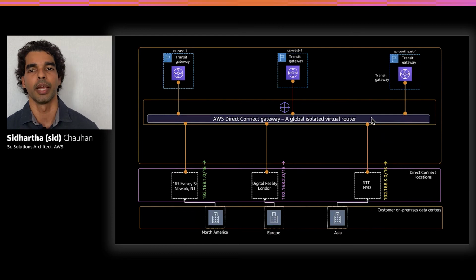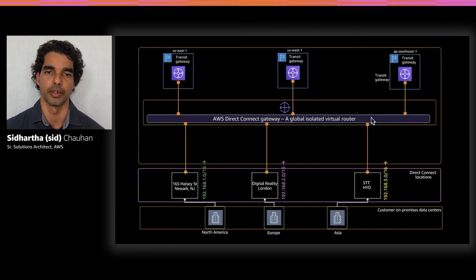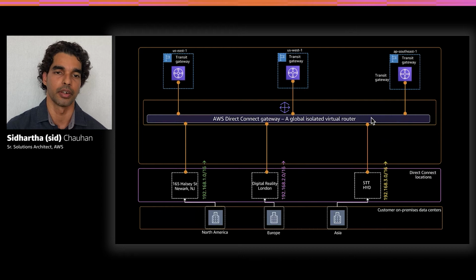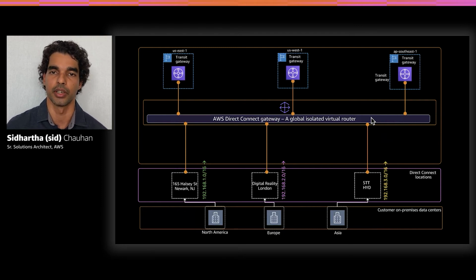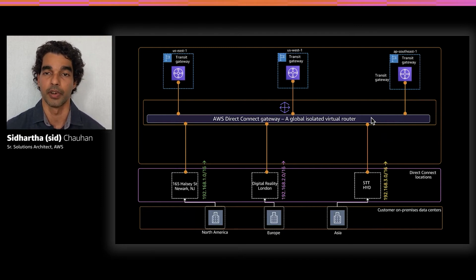In order to explain that, I'll take a sample scenario. In this sample scenario, your data centers are connected to AWS through different locations globally. The North American data center is using Newark, New Jersey. The European data center is using a co-location facility, Digital Realty London. And in Asia, you're using STT Hyderabad. You're advertising unique prefixes from these locations: 1.0, 2.0, 3.0. So Direct Connect gateway learns these prefixes from your data centers.